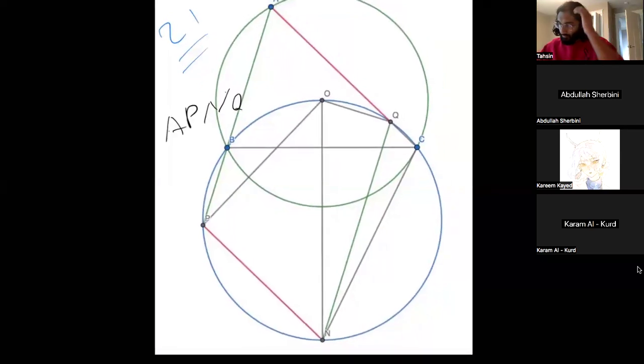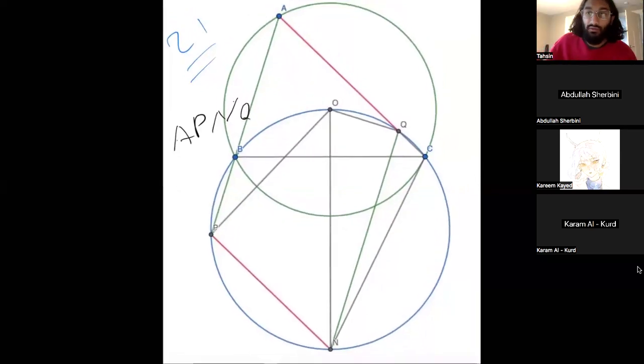So we want APNQ as a parallelogram. First thing, I'll mark something. Whenever you have a diameter, you should immediately mark the right angles. Anytime you have a diameter of a circle, that tells you that these angles are right angles, and that should always be part of your picture.